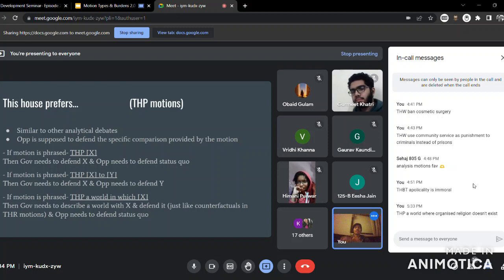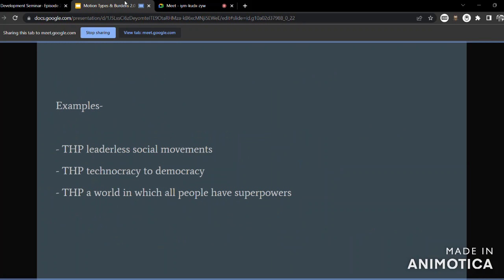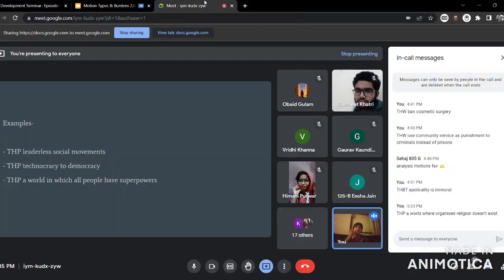So in this motion, if you're side government, what you do is you describe a world where organized religions would not exist, and then you tell why this world is better than the status quo. Another way of doing this could be this house regrets organized religion. The burdens would be the same. As Gov, you have to imagine a different world where organized religion did not exist. Op mein, you have to defend the status quo and say that's better than the imaginary world, that organized religion should exist and things like that. So this is the third type of prefers motion.